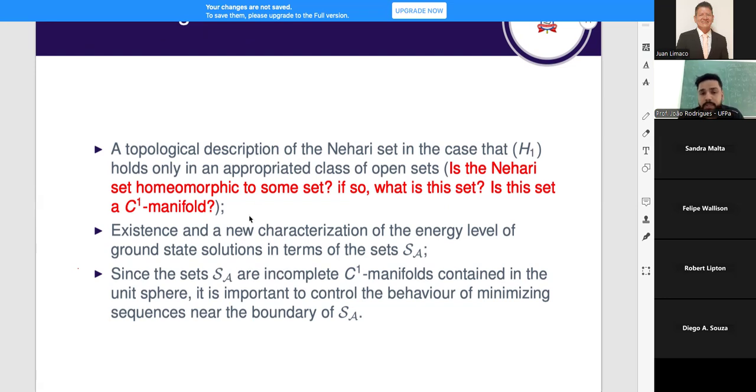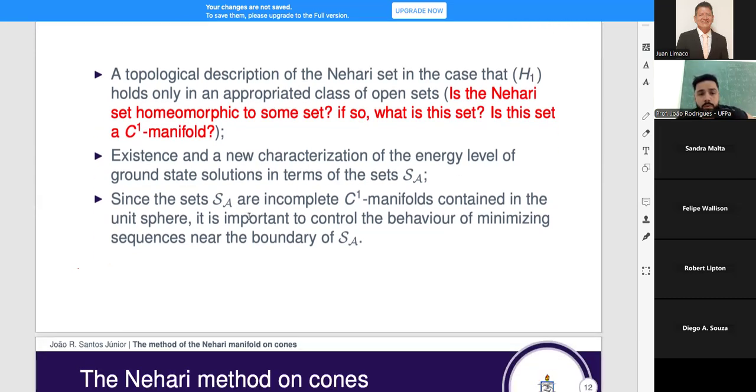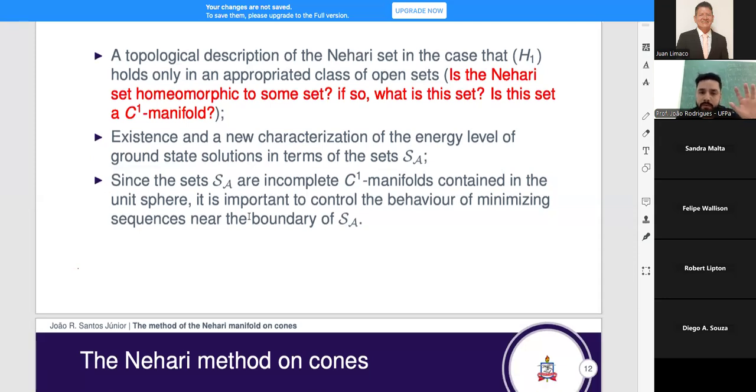In this work, we will give a positive answer to these questions, and we will show, in fact, that even if we don't have some hypothesis as in the Zhang and Webb paper, we can prove the existence of a homeomorphism between the Nehari set and a very particular C1 manifold of the space.